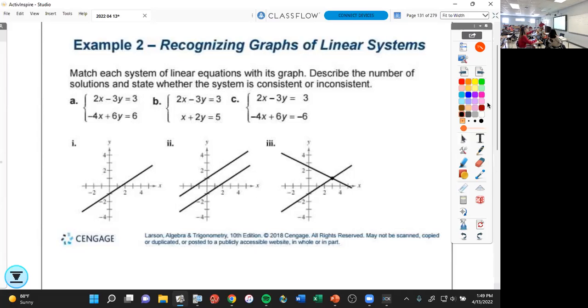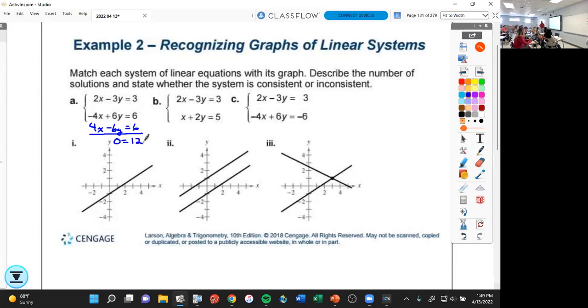Yeah, see, when you combine them, it's 0 equals 12. It's no solution. Okay. So if I multiply the top equation by 2, I would have 4x minus 6y equals 6. Combine those and what do you get? 0 equals 12. How does that make you feel?